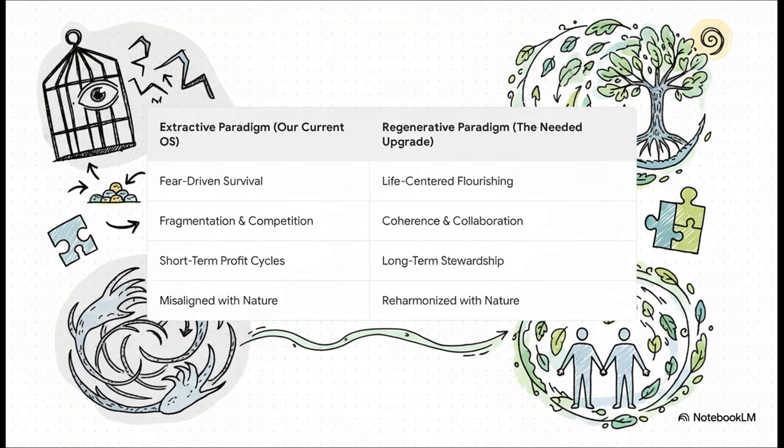This slide really puts the choice we're facing in stark terms. Over on the left, that's our current OS, an extractive paradigm. It's literally coded with fear, which drives competition and this obsessive focus on short-term gains. It basically treats the Earth like a resource to be used up. But the upgrade on the right, that's a whole different philosophy. It's a regenerative paradigm designed for long-term health, for collaboration, and for working with nature instead of against it.